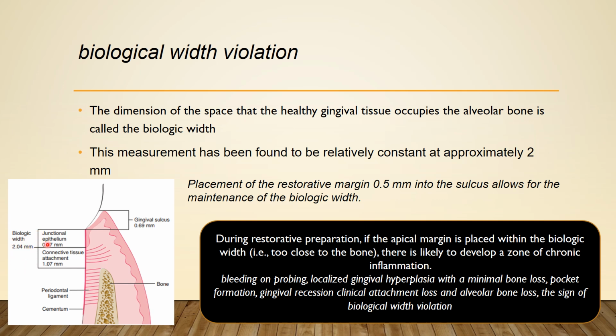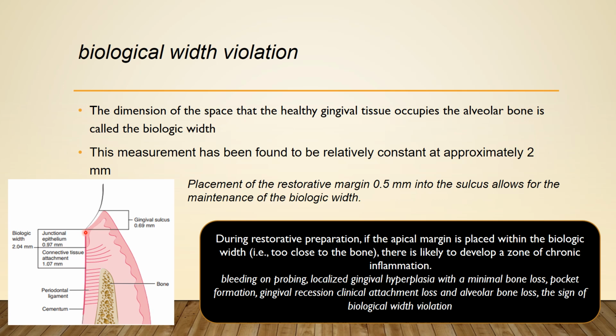So the restorative margin is always recommended to be placed just 0.5 mm into the sulcus, which allows maintenance of the biological width. During restorative preparation, if the apical margin is placed within the biological width, that is, very close to bone, it is a very subgingival margin, and there is likely to be a zone of chronic inflammation. This can also progress to bleeding on probing and localized gingival hyperplasia with a minimum of bone loss.